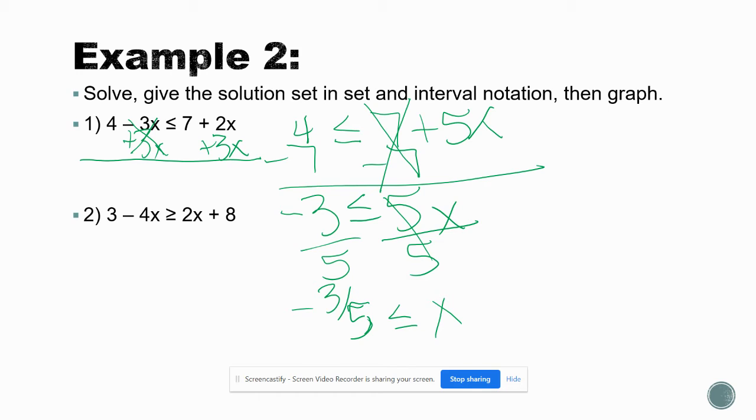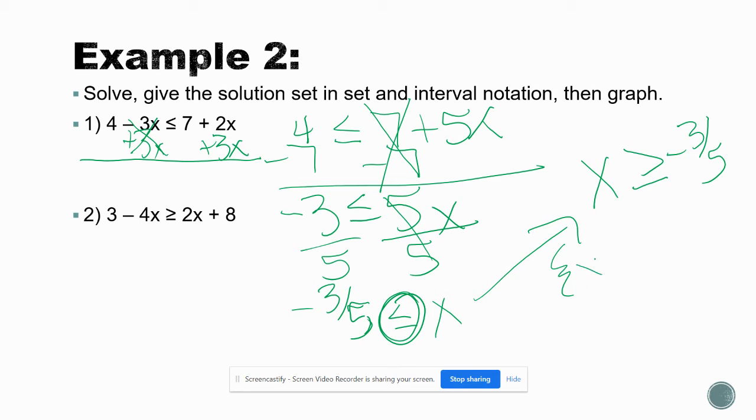Well, I don't really like having my x on the right, so I want to change it. Well, we can do that and say x is greater than or equal to negative 3/5. So if we go back to our alligators, in this right here, the alligator wants to eat x. When we rewrote it, the alligator is still eating the x. So we didn't change anything, we just visually made the x go on the left side. If we were writing this in set notation, we'd have x such that x is greater than or equal to negative 3/5.